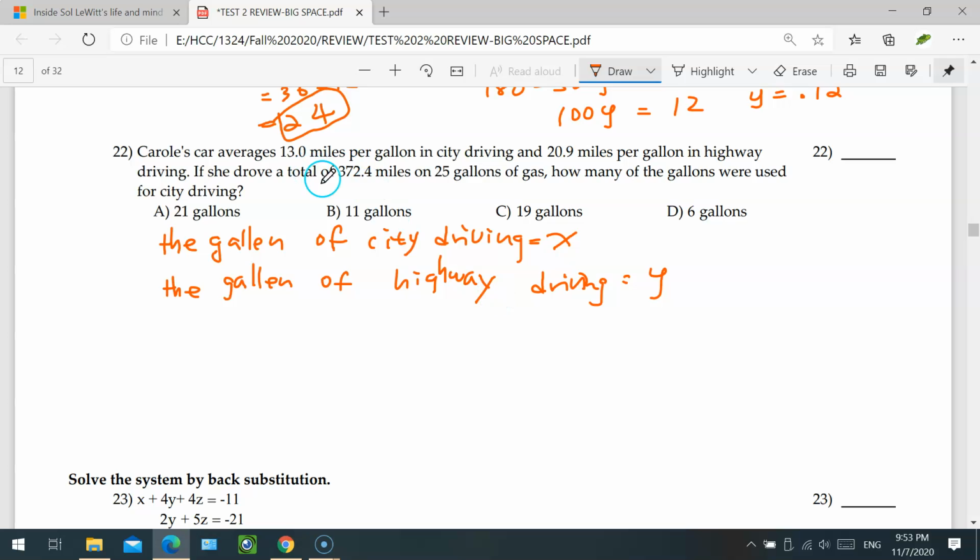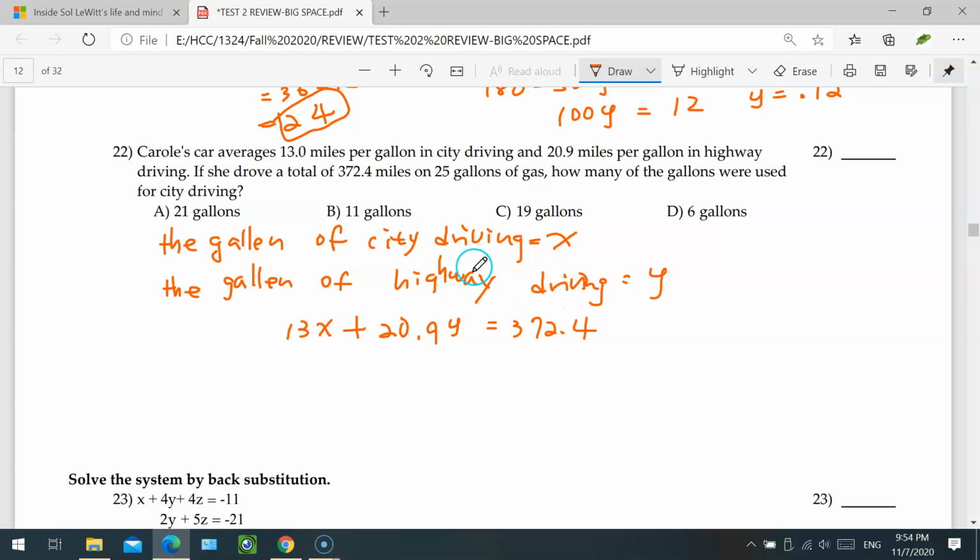Okay, let me read the question. Driving on average 13 miles per gallon in city driving and 20.9 miles per gallon in highway driving, and the total is 372.4 miles. So that means we have 13 miles per gallon times x plus 20.9 y is equal to 372.4.